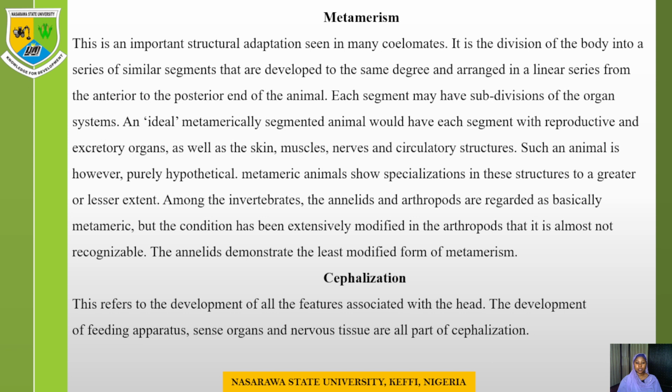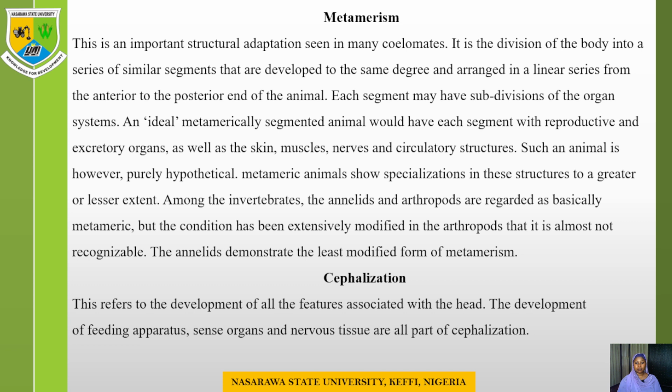Metamerism. Metamerism is an important structural adaptation seen in many coelomates. It is a division of the body into a series of similar segments that are developed in the same degree and arranged in a linear series from the anterior to the posterior end of the animal. Each segment may have subdivisions of the organ system.